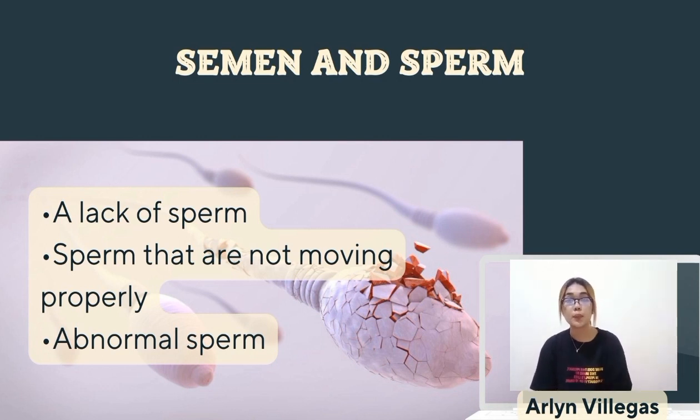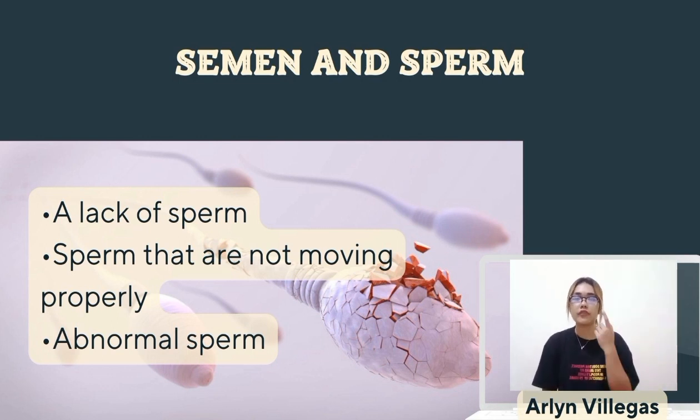The next one is sperm that are not moving properly. So this will make it harder for sperm to swim to the egg. The next one is abnormal sperm. So sperm can sometimes be an abnormal shape, making it harder for them to move and fertilize an egg. So there are still many causes of abnormal semen that are unexplained.